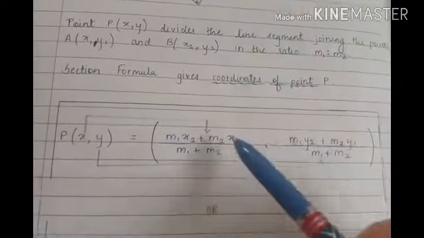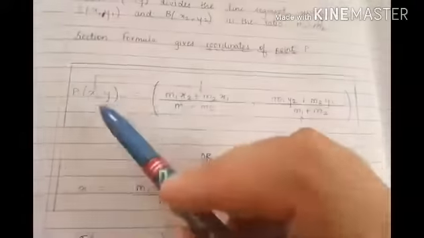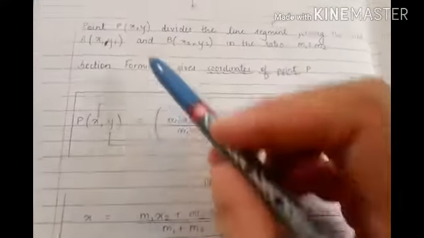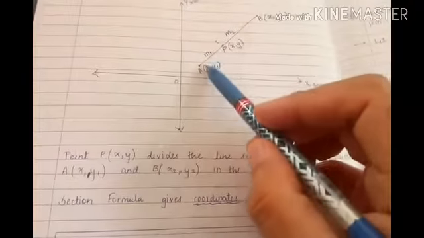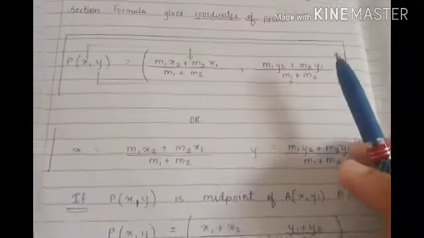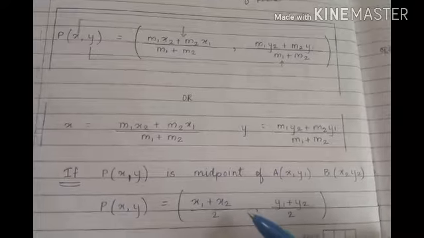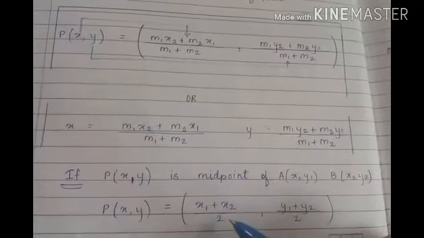So in place of x2 there is y2 here, in place of x1 there is y1 here. Okay, so this is how you find the x and y coordinates of the point P which divides the line segment AB in the ratio m1 is to m2. This is the section formula. Now the next is called the midpoint formula.